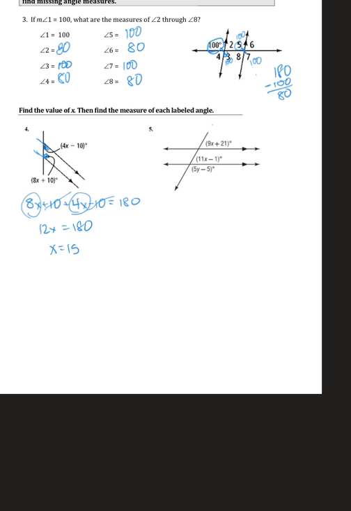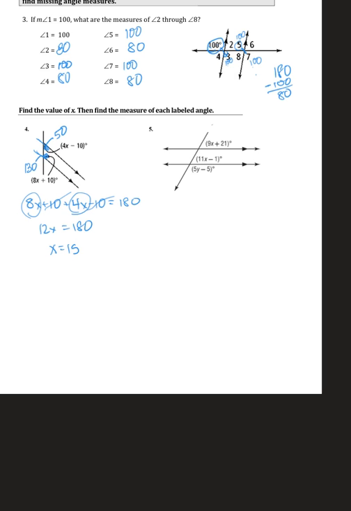Now I'm supposed to plug it back in. So 4 times 15 minus 10 tells me that this angle is 50. And 8 times 15 plus 10 tells me that this angle is 130. So that gives me my 2 angles.